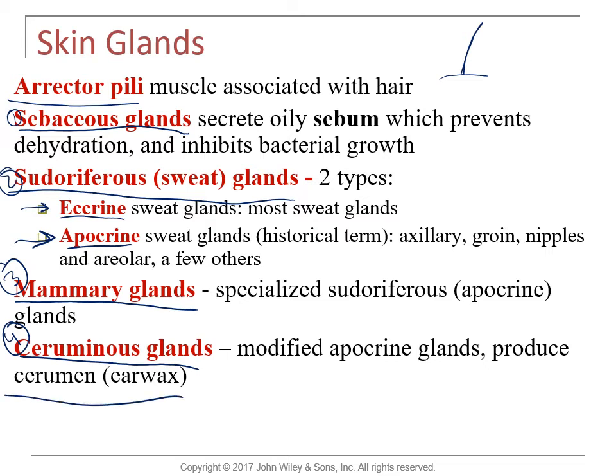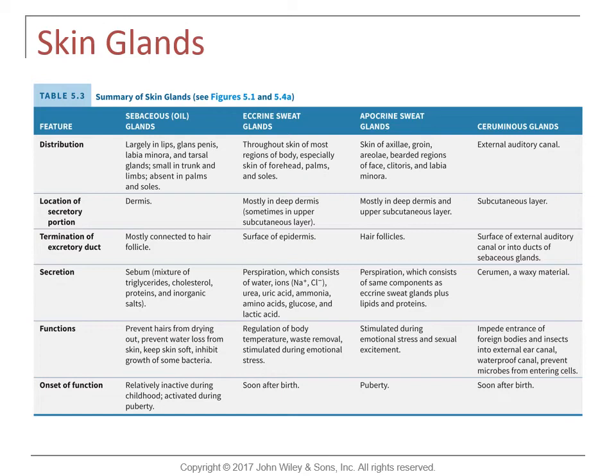So cerumen, together with hairs in the external auditory canal, provides that sticky barrier that impedes the entrance of foreign bodies and insects. Cerumen also waterproofs the canal and prevents bacteria and fungi from entering the cells. So here in this table, we can see a summary of the skin glands, including their distribution, location, secretion, and functions.